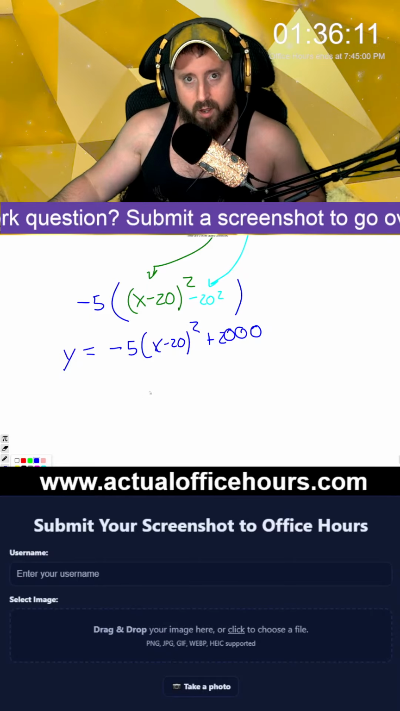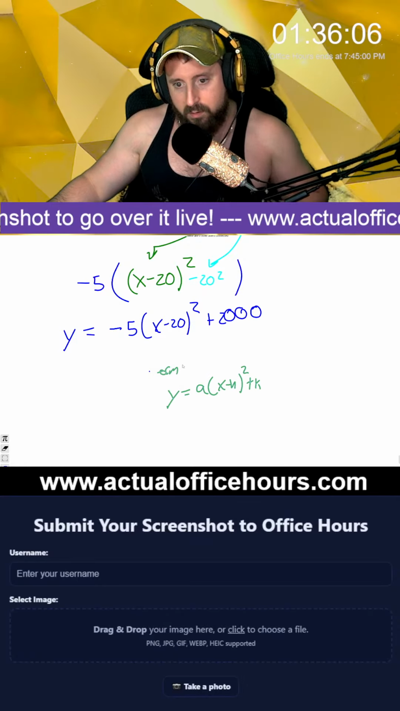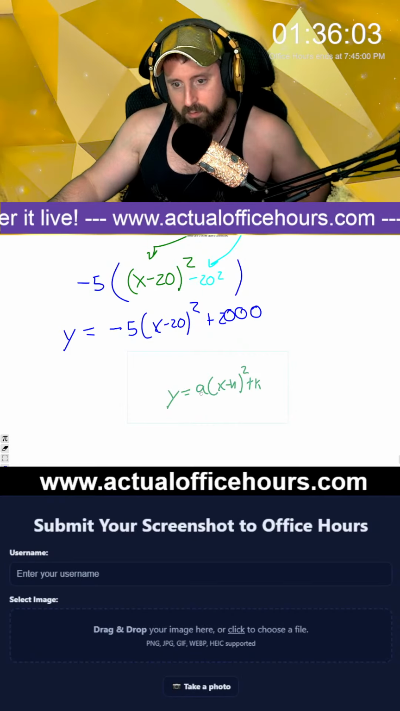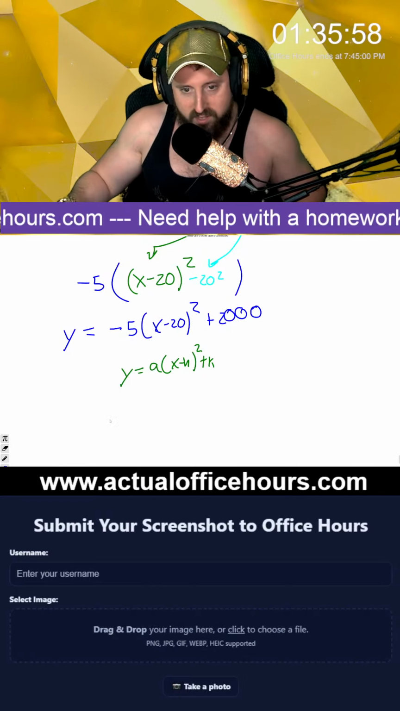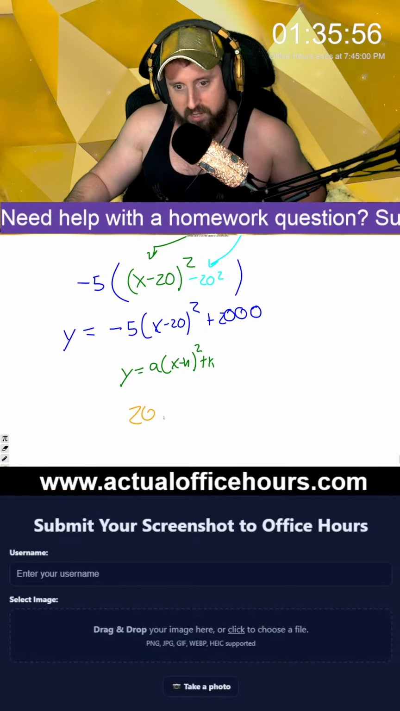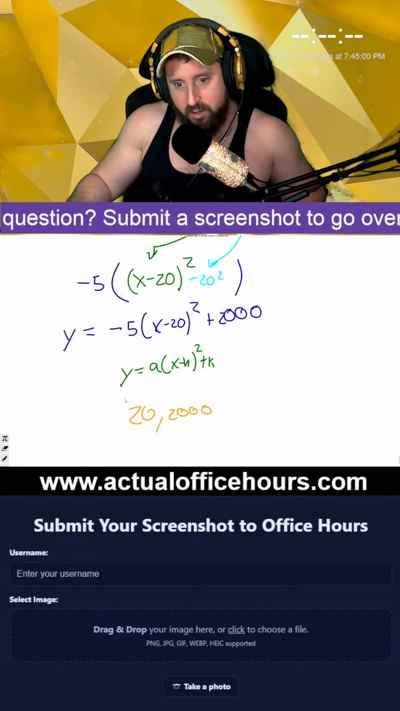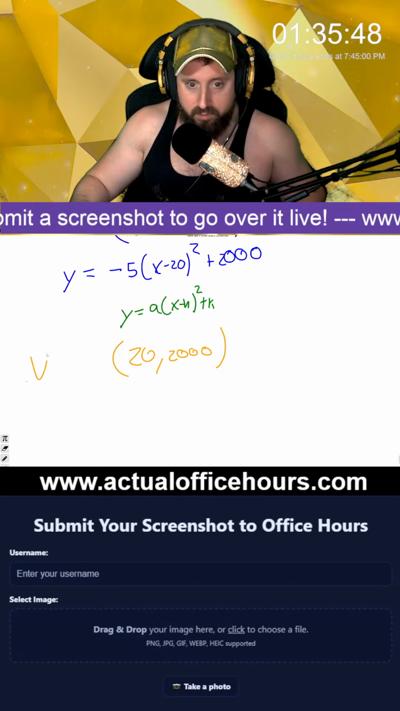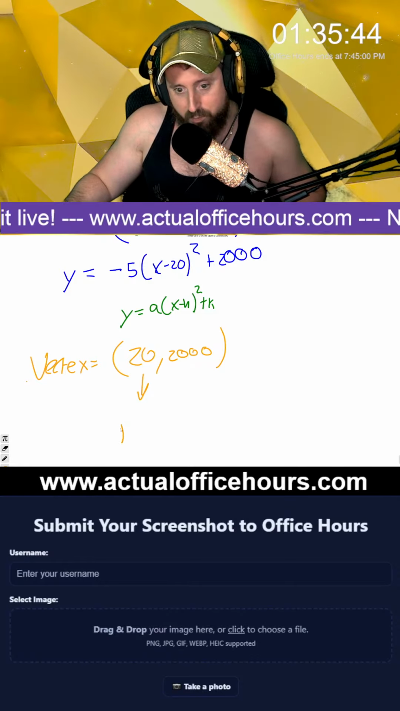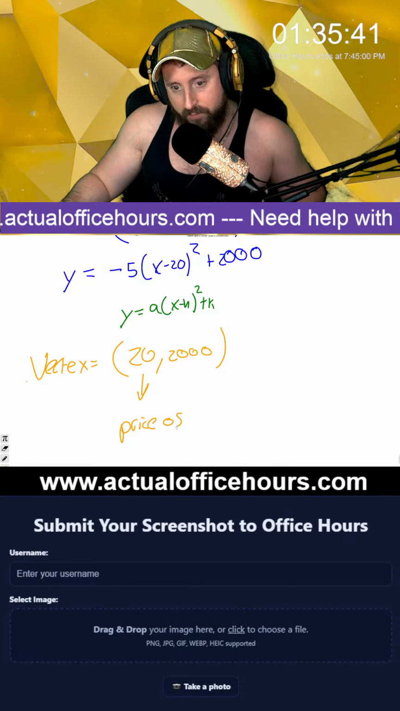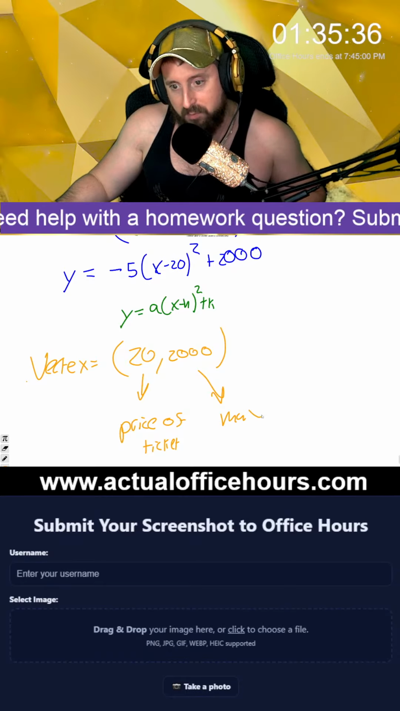Because remember that vertex form was this. So you just look. You're like, okay, minus h. H here is 20. Cool, so I'll say 20, comma, and then whatever's here is k, so that's 2,000. So this is your vertex. And then what's beautiful about this is this tells you what x is, which is the price of the ticket. And then this tells you the y value of the max, and so this is the maximum revenue.